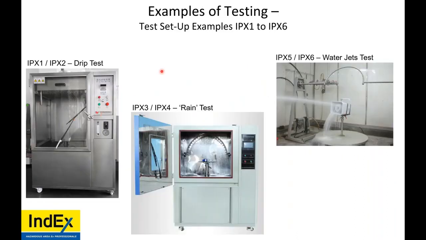Now, example of testing. Not many people get to see what a test procedure, test setup looks like. So when we talk about a drip test, this is your IPX1, X2. X indicates that the test is not being done or is not covered. So if a piece of equipment is rated IPX1, it has not been tested for dust. So this one is a drip test. IPX3, X4 is a rain test, an oscillating nozzle that goes back and forth, while IPX5 and 6 are direct jets of water at a specified distance and a specified temperature.